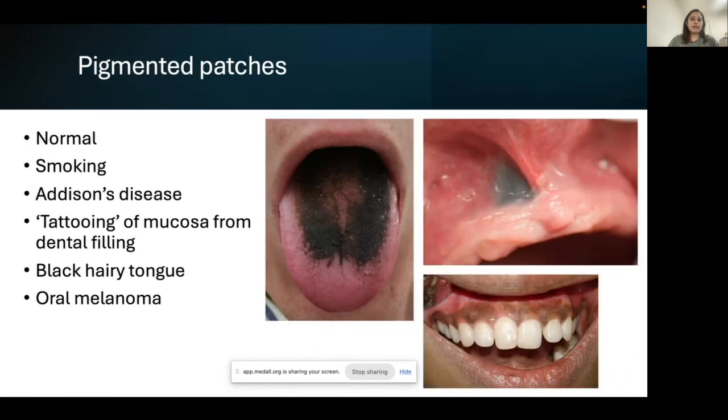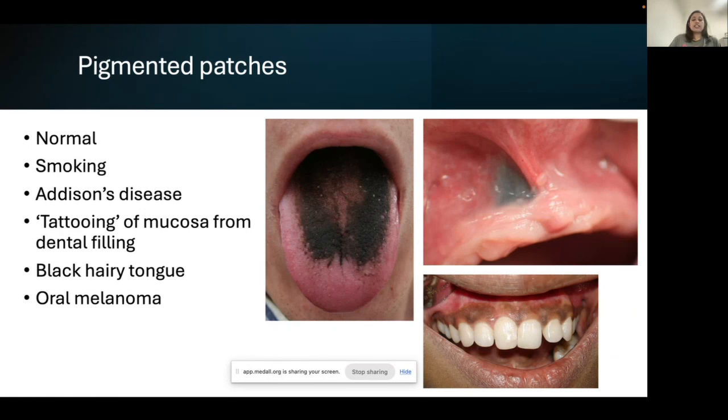So pigmented patches. The important thing to remember about pigmented patches, and we used to have a lot of referrals for this to MaxFax, is it can just be normal. If we look at this picture, people who are darker skinned can just have normal oral pigmentation, and they've had it for years and years. It's obviously not a problem, and it's just really diffuse pigmentation. It can also be related to smoking. Obviously, the chemicals in smoking can cause your mouth and your teeth to go darker.